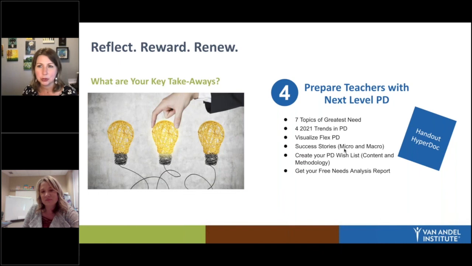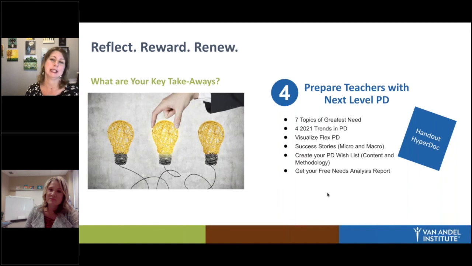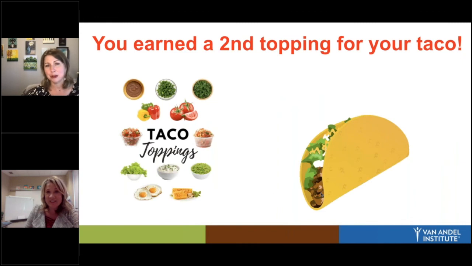Is there anything in those success stories that you want to look for in your PD going forward, whether it's at that micro level, making sure that whoever you're working with is able to work with students, or at the macro level, to think about a school's goal? So think about how you want to create your PD wish list and maybe get that free needs analysis report. So that's our summary of the 4th step, and you've earned a second topping for your taco now. It's starting to look like a taco now.